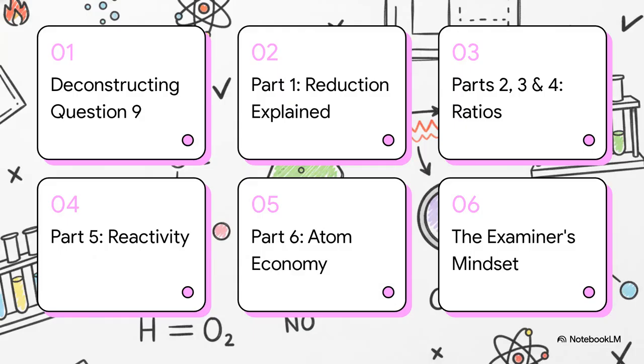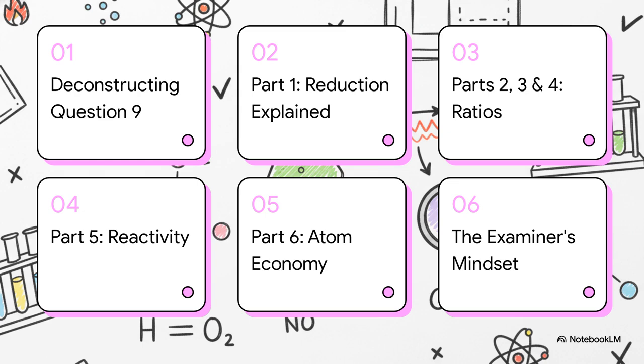So, here's our game plan. First, we'll look at the question itself. Then, we'll work through all 6 parts. We're talking everything from basic definitions all the way to a pretty tough calculation. And finally, we'll wrap it all up to really understand that examiner's mindset.